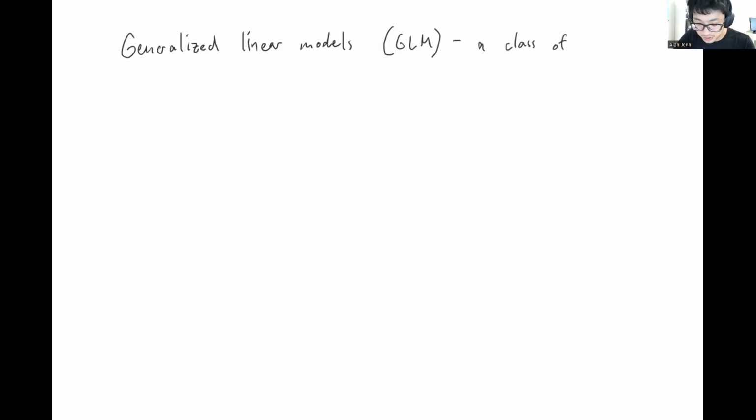So we'll start off talking about generalized linear models, also known as GLM. This is a class of models that can be generalized across a set of specific characteristics.